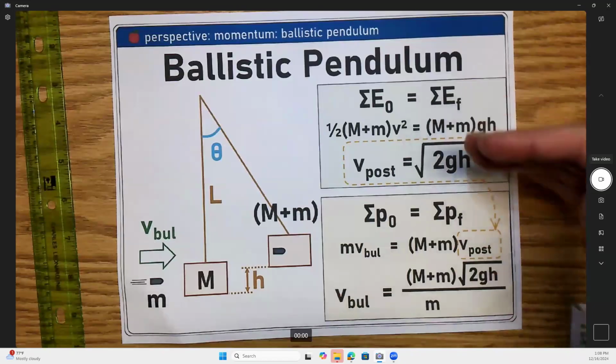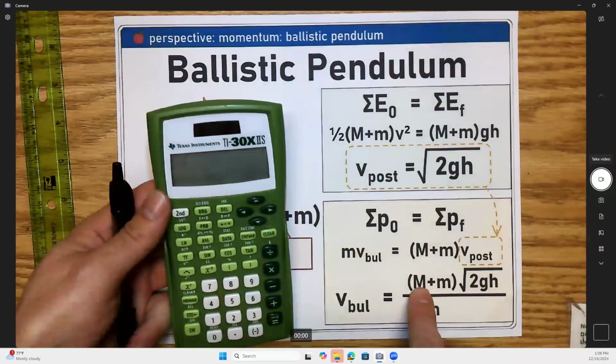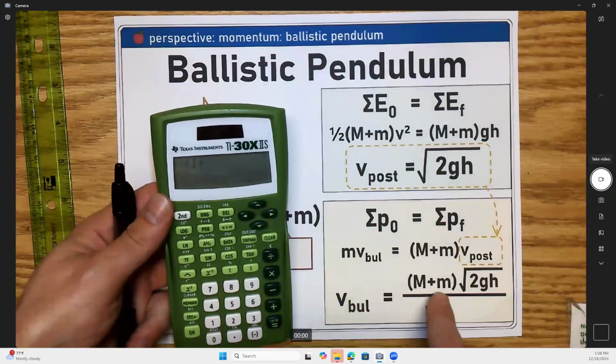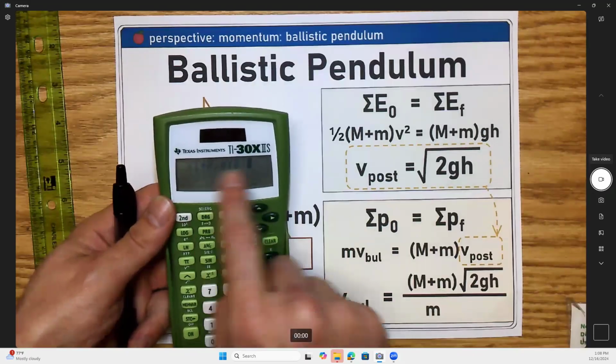I would just walk you guys verbally through the whole process. But let's plug some numbers in. So I got the mass of the block was 1 kilogram. The bullet is 0.01. So there's the combined mass right there.